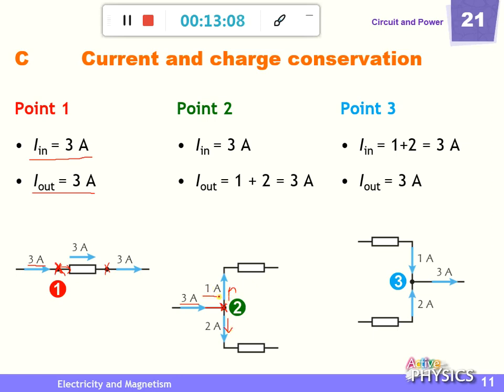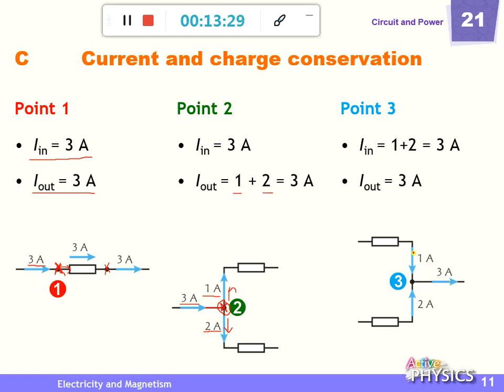If the first move up is 1A, then here in this junction the charge cannot stand here. It will fall. Okay, fall for it. 3A in, 1A out, and then the other one must be 2A out. So you can see that 3 should be 1 plus 2.